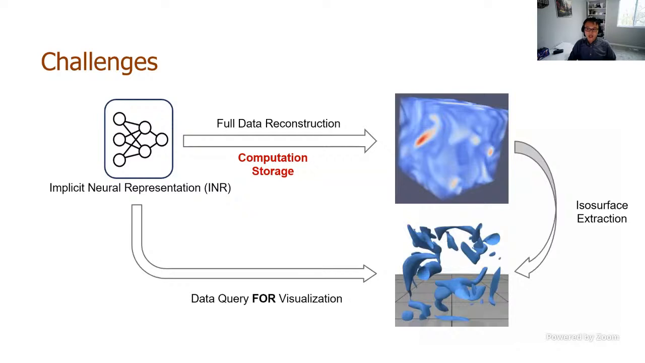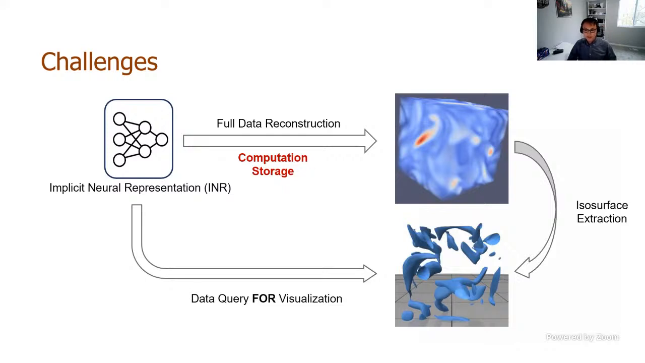However, a new set of challenges arise when visualizing data represented by neural networks. Straightforward methods that reconstruct original datasets for visualization are computationally very expensive and increase storage costs. To address these issues, our paper introduced a new technique that allows for querying data directly from the neural networks tailored to specific visualization tasks. This eliminates the need for full data reconstruction and results in significant resource savings.